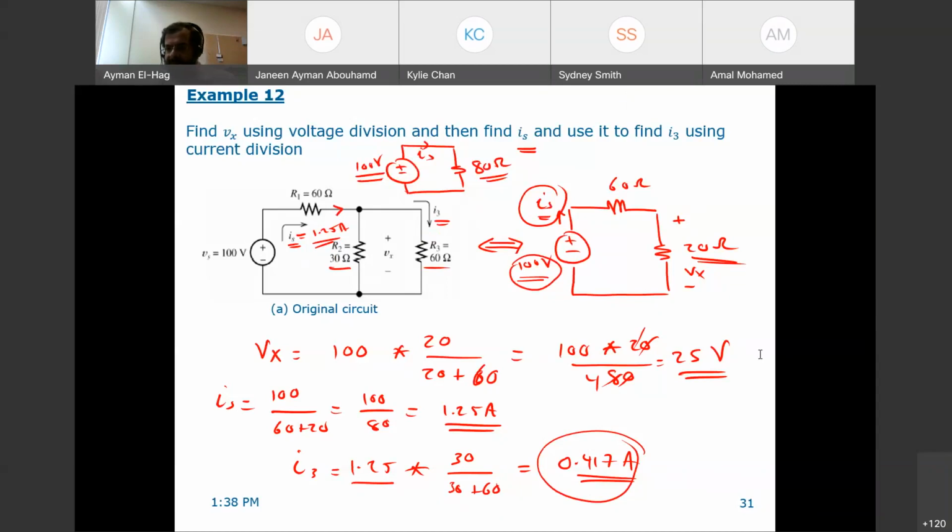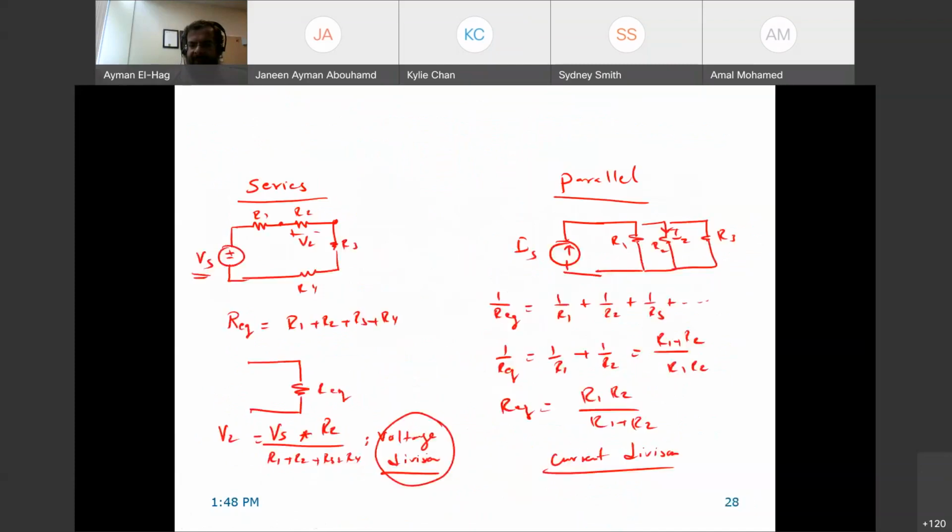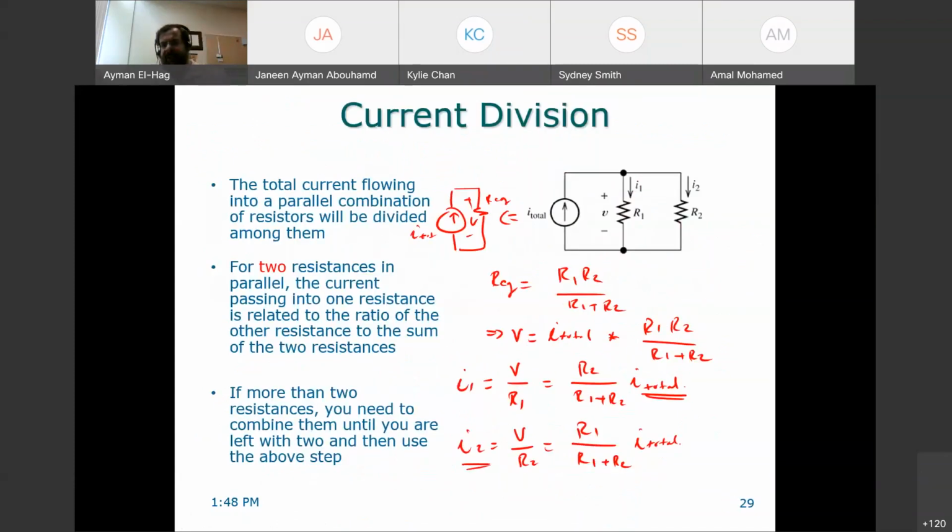Okay, Da Young Ju is asking why this is the current times the other resistance. This is what we just derived in the previous slides. Maybe you came a bit late. If you go back here, this is what we derived in the current division. You can see here that I1 in R1 is the total current times the other resistance divided by the summation. And here's the derivation for that.